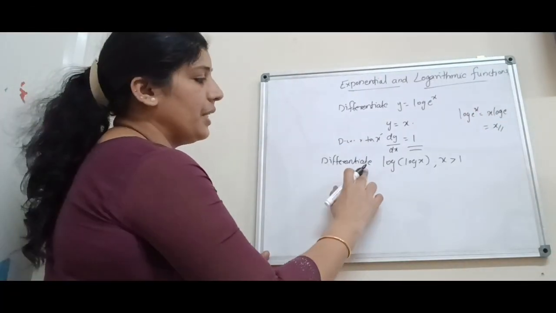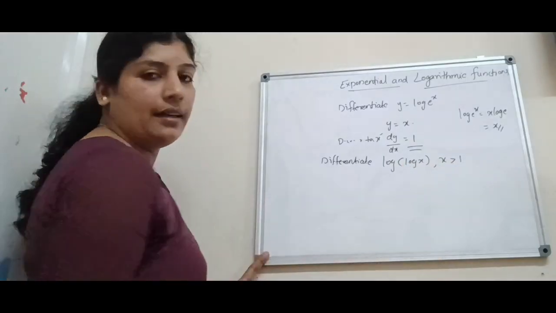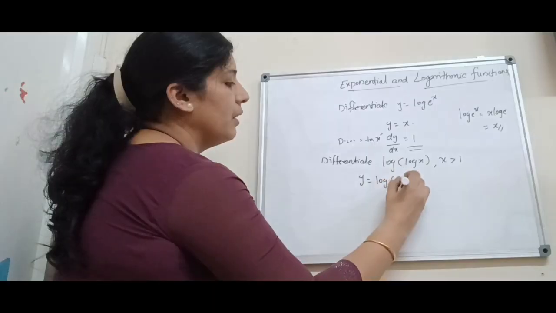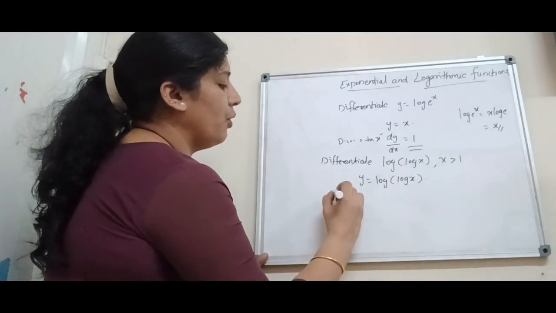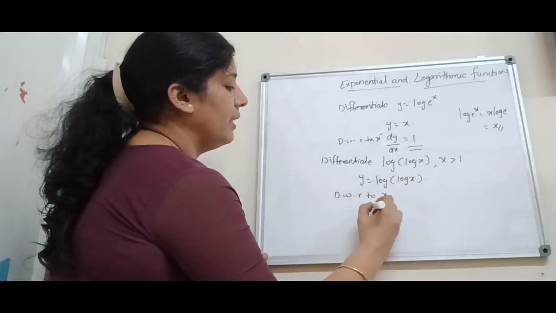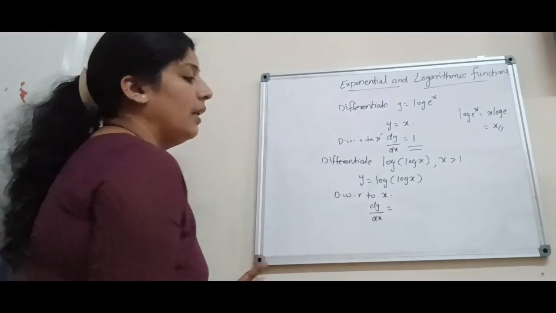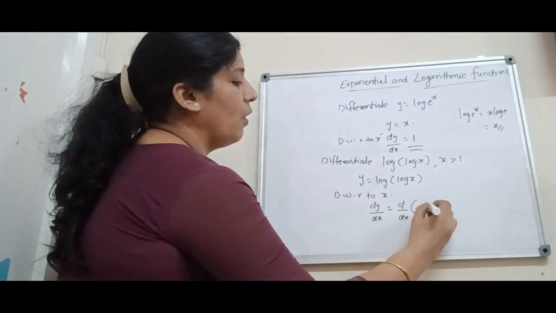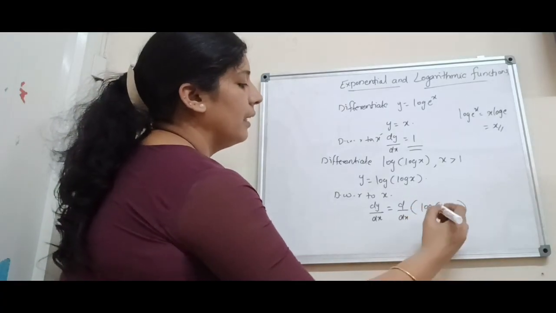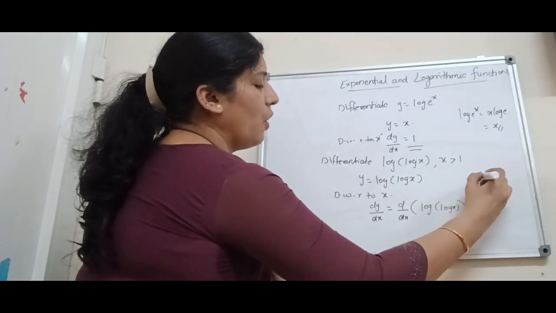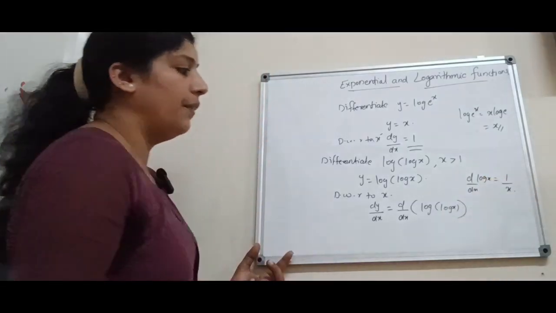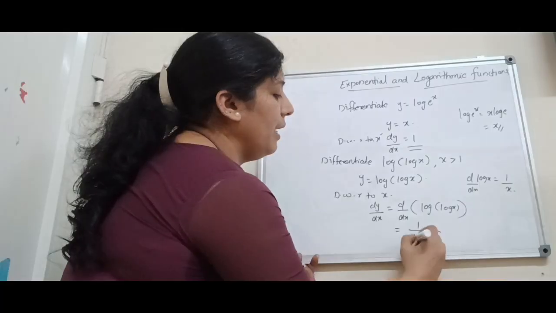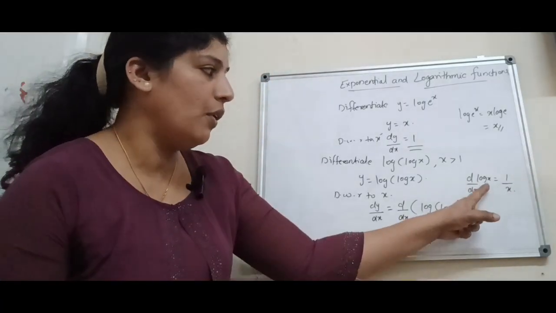Next question, differentiate log of log x, x greater than 1. Here we can take y equal to log of log x. Then differentiate on both sides with respect to x. That is, dy by dx equal to, here, derivative of log of log x. We know that d by dx of log x equal to 1 by x. Therefore, the derivative of log of log x is equal to 1 by log x. D by dx of log x is 1 by x.